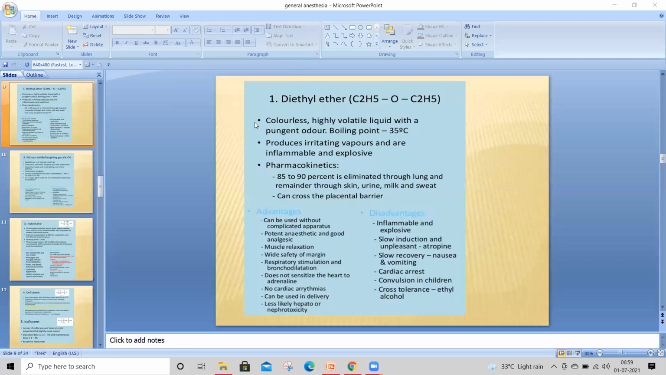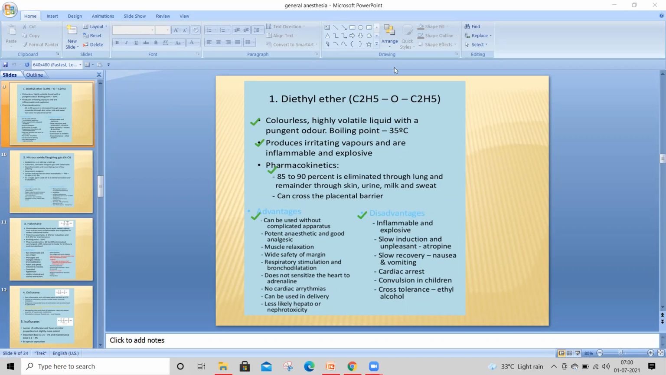Diethyl ether is a colorless, highly volatile liquid, and it produces irritating vapor and is inflammable and explosive. Mostly you have to remember these points. Maximum drugs are non-irritating in nature, non-inflammable, but diethyl ether is inflammable. And in pharmacokinetics, you can see it is eliminated through skin, urine, as well as sweat glands. And this diethyl ether can cross the placenta. And you have to know the advantage and disadvantage.